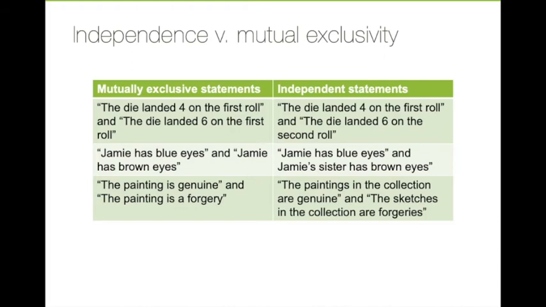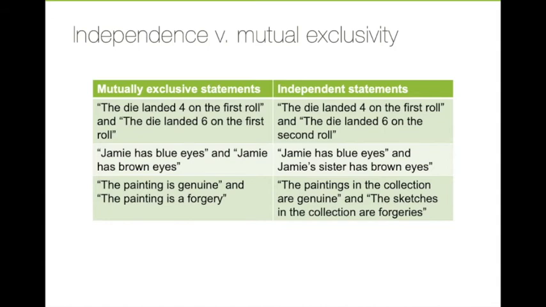But it is possible for Jamie to have blue eyes and Jamie's sister to have brown eyes. So those two statements are mutually compatible, and they're also independent, because what one sibling's eye color is doesn't affect the eye color of other siblings. They're both affected by similar circumstances, but they don't affect each other. That's what makes them independent.